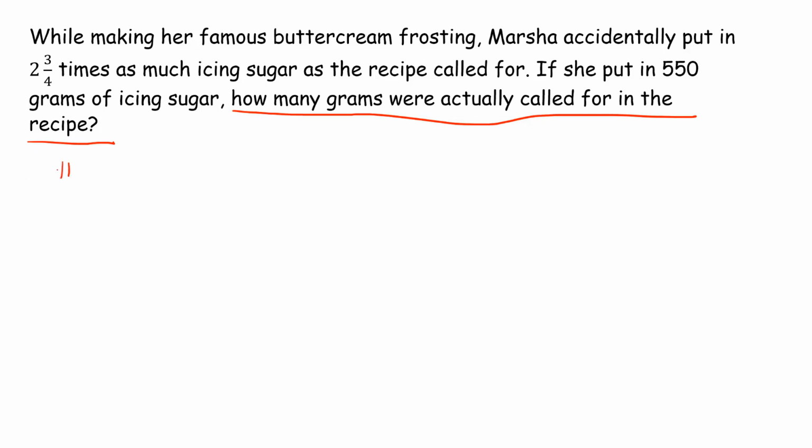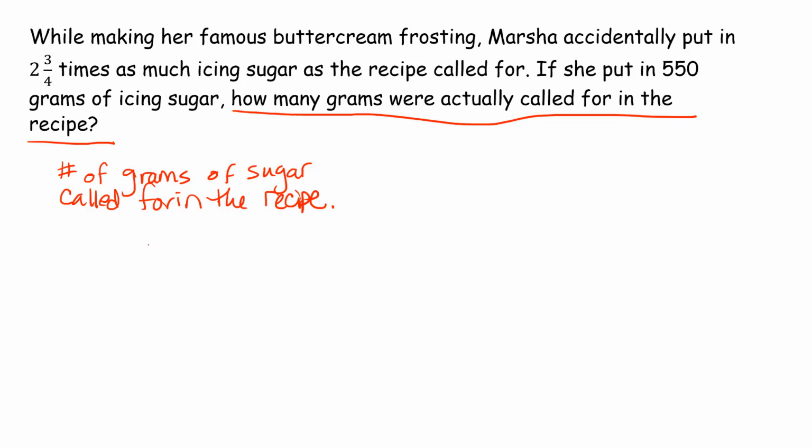So the number of grams of sugar called for in the recipe. I'm going to call that R. All right, so the problem tells me that she put in 2 3/4 times R into the recipe, and that she put in 550 grams. So that is 550 grams.